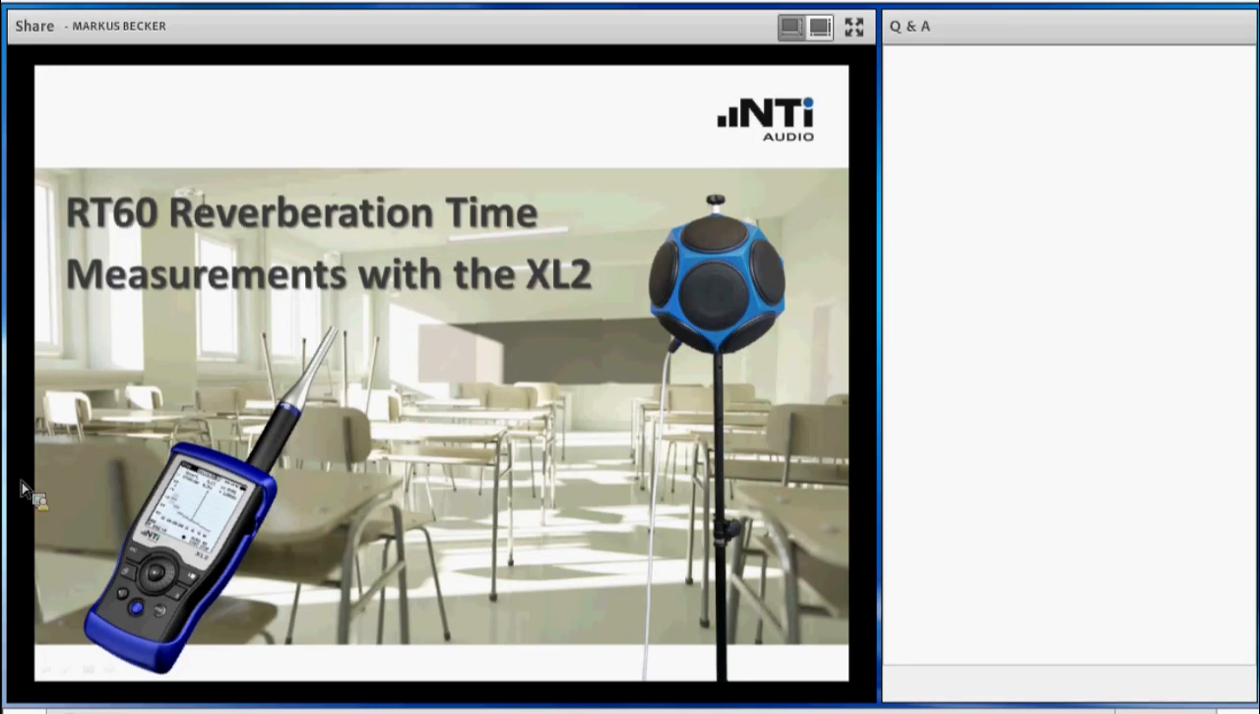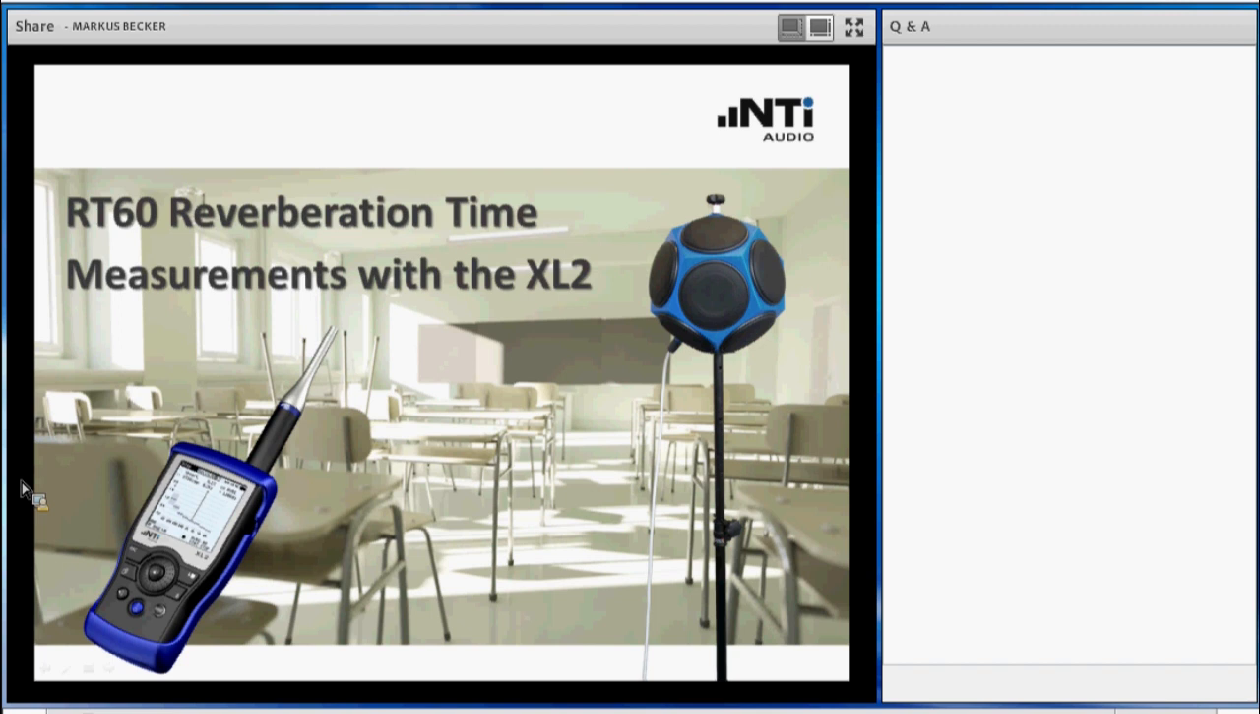The topic of today is reverberation time measurements with the XL2. Reverberation time, or RT60, is a predominant indication of the acoustical properties of a room. It has a direct impact on the speech intelligibility within that room, on the level and distribution of sound, or the annoyance of background noise, for instance. So the purpose of an RT60 measurement is not only to identify these room characteristics, but also to be used for optimizing the reverb time within the room according to the purpose.